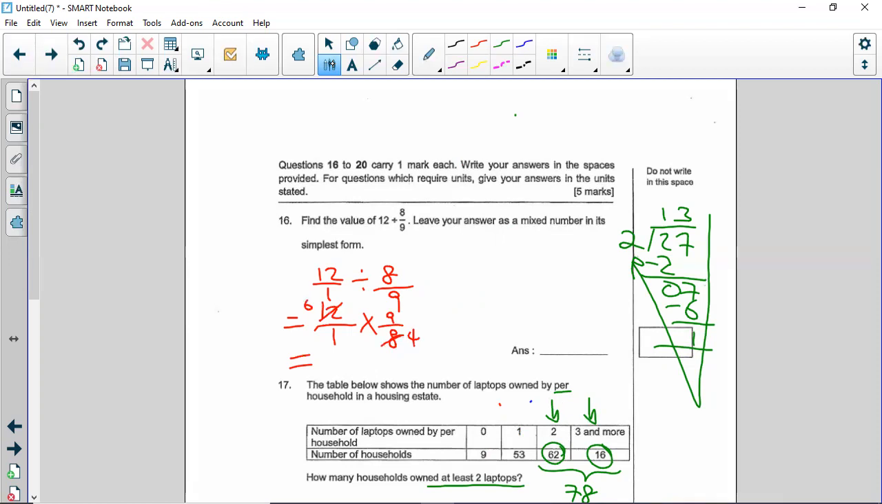6 times 9, 54. Oh, but you can still cancel some more. You can still divide some more. Like 6 and 4, you can still divide some more to make smaller. So 6 divided by 2, you get 3. 4 divided by 2, you get 2. You can still divide some more, because when you make the number smaller, you do faster. You have less working. All right.